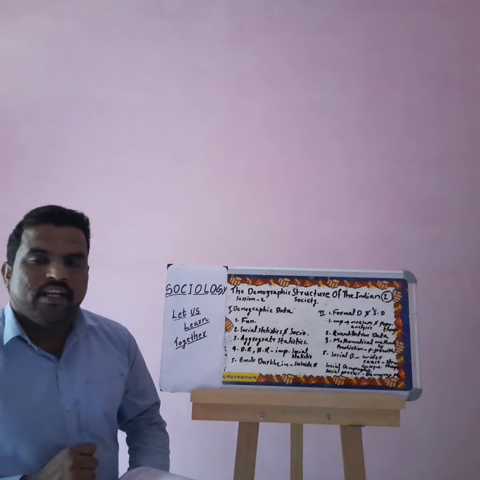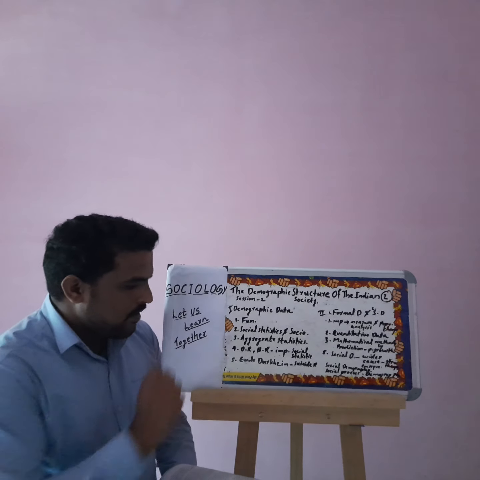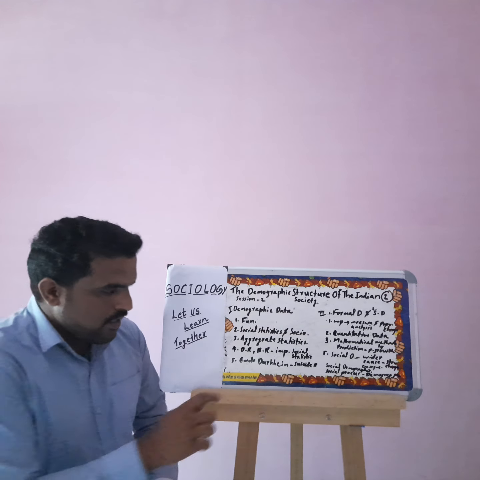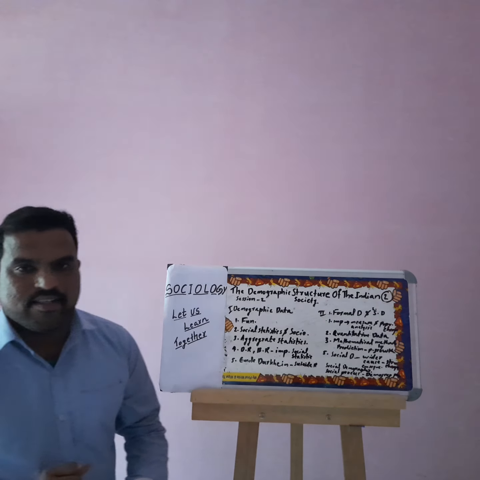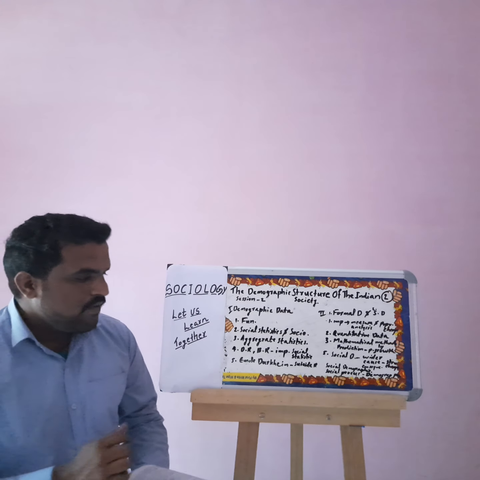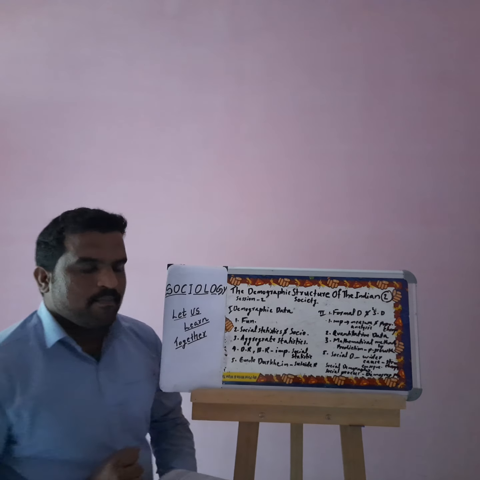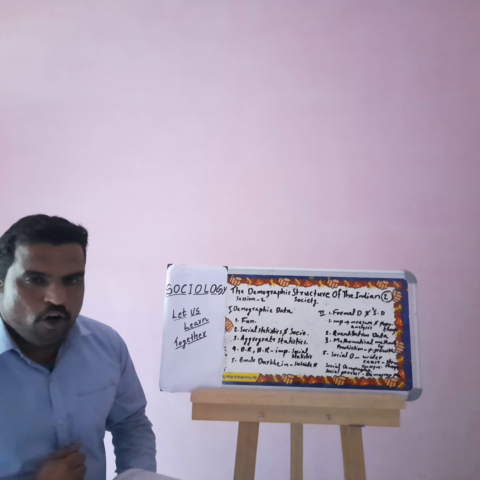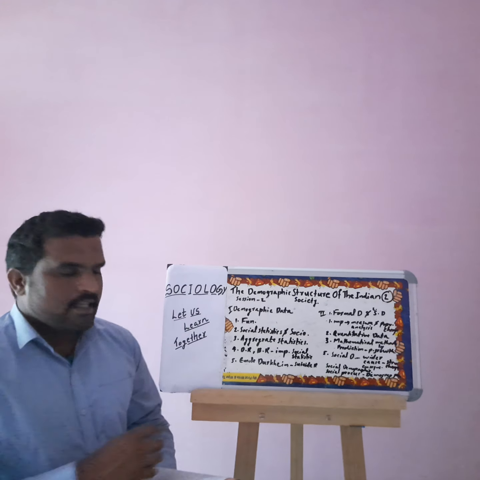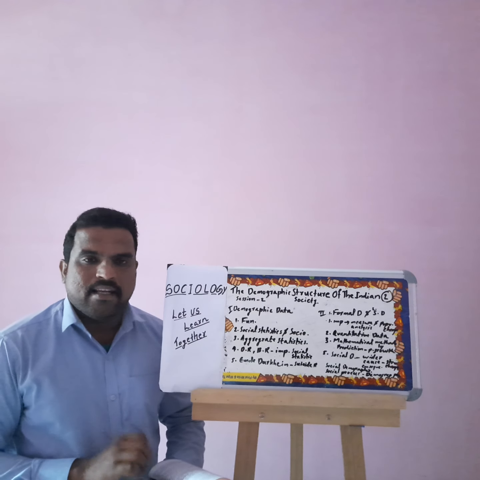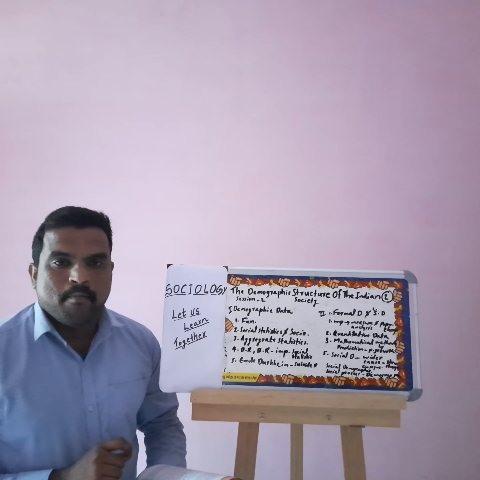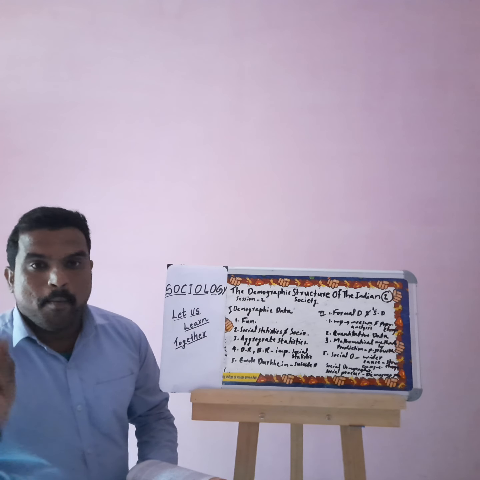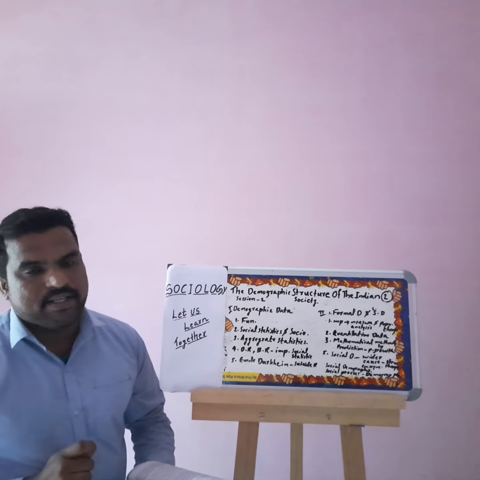Next, the last point in this paragraph is Emile Durkheim, the famous sociologist. He talks about the suicide rate. The previous point we were discussing was death rate and birth rate. Emile Durkheim, another famous sociologist, talks about suicide rate. Suicide rate means the number of suicides per 1 lakh population.